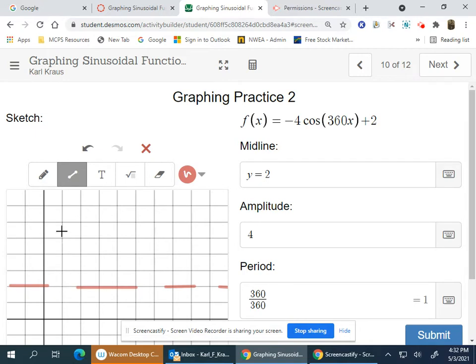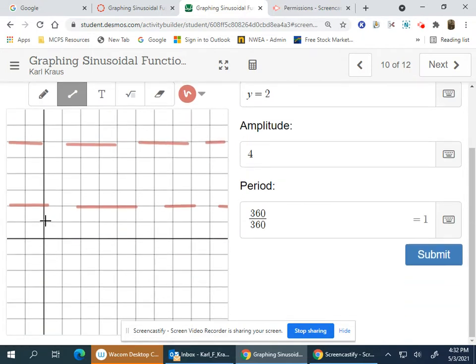1, 2, 3, 4. And then down 4, 1, 2, 3, 4. So if I were to label these, y equal 2, up 4, this would be y equal 6, down 4, y equal -2.